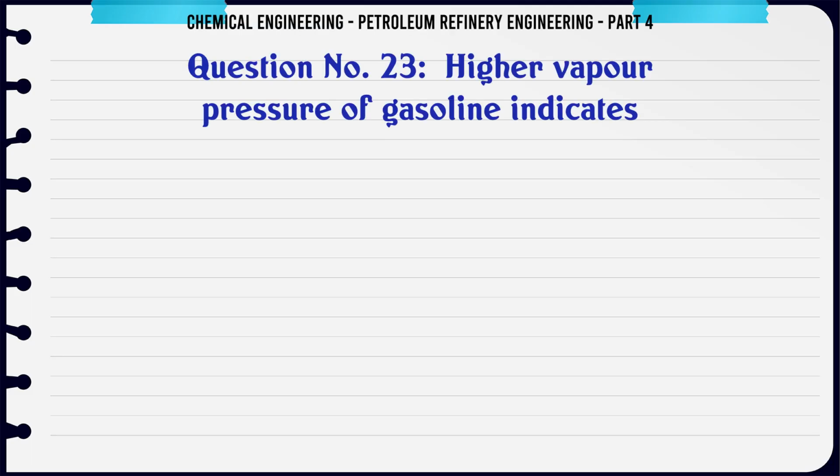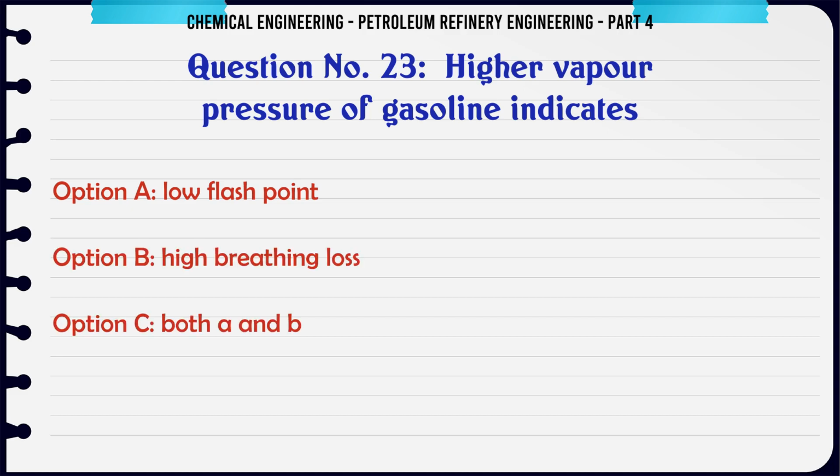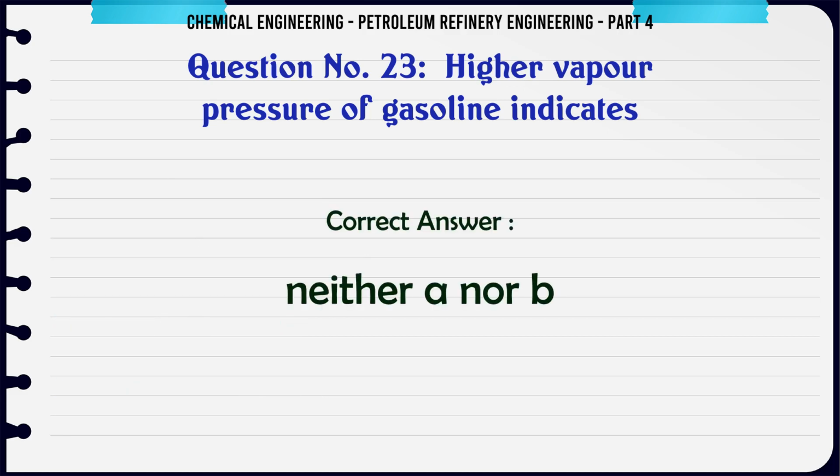Higher vapor pressure of gasoline indicates: A. low flash point, B. high breathing loss, C. both A and B, D. neither A nor B. The correct answer is neither A nor B.